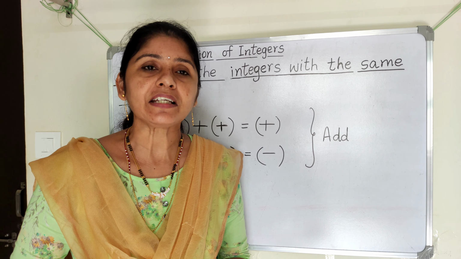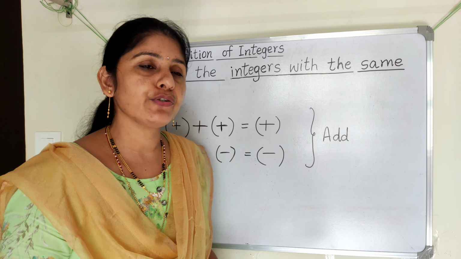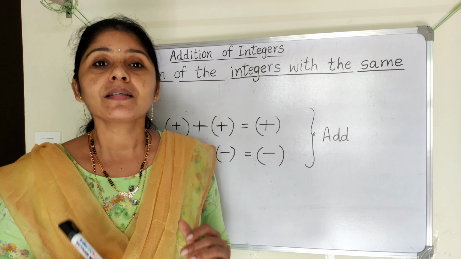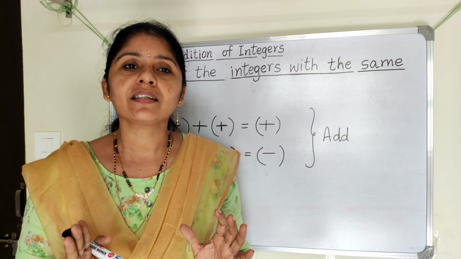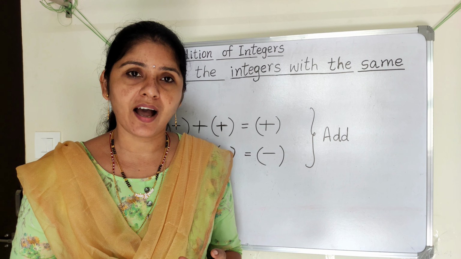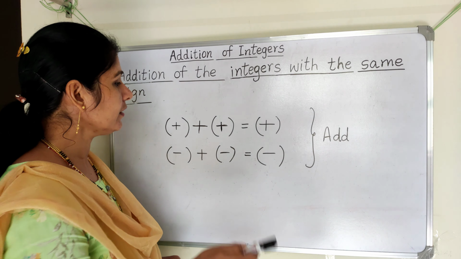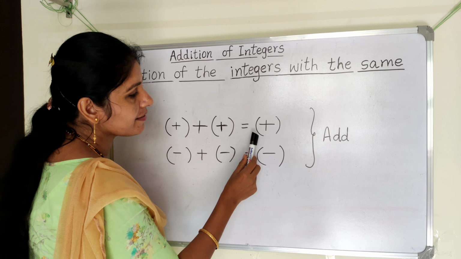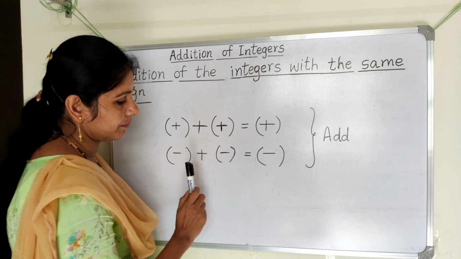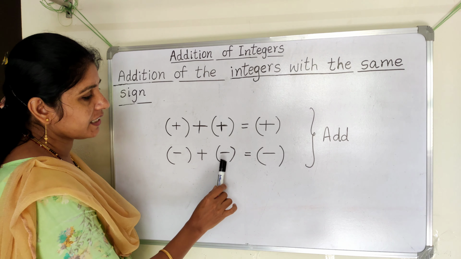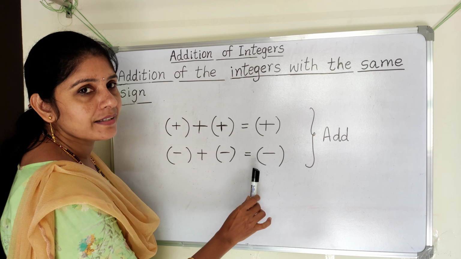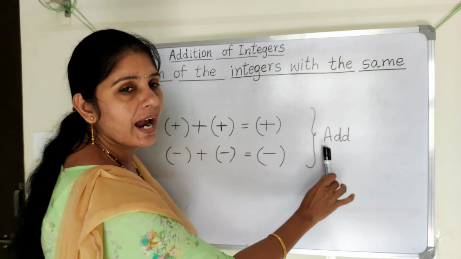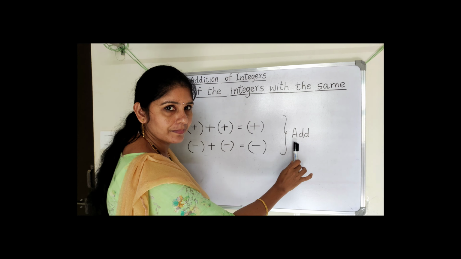Students, remember one thing: when you add integers with the same sign, simply add them and keep the same sign in the answer. Observe here: positive plus positive, the answer gets the positive sign. Negative plus negative, the answer gets the negative sign. In both cases, we have to add the numbers.